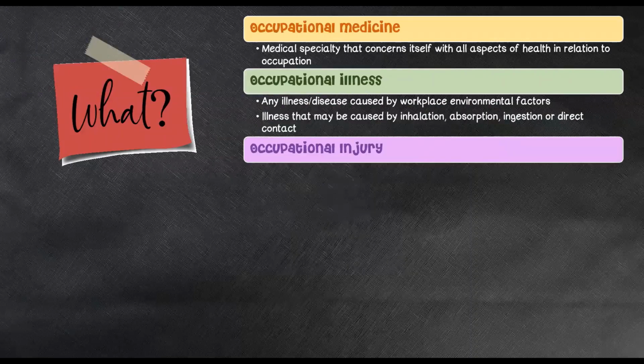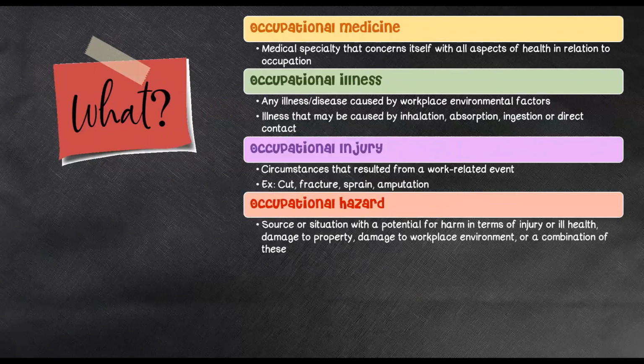Occupational injury naman is any circumstances that resulted from a work-related event. This may be a cut, a fracture, a sprain, an amputation. So these are examples of injuries that resulted because of work activities. Occupational hazards naman are any hazards or sources or situations with a potential for harming in terms of injury or ill health. It can also cause damage to property, damage to workplace environment, or a combination.